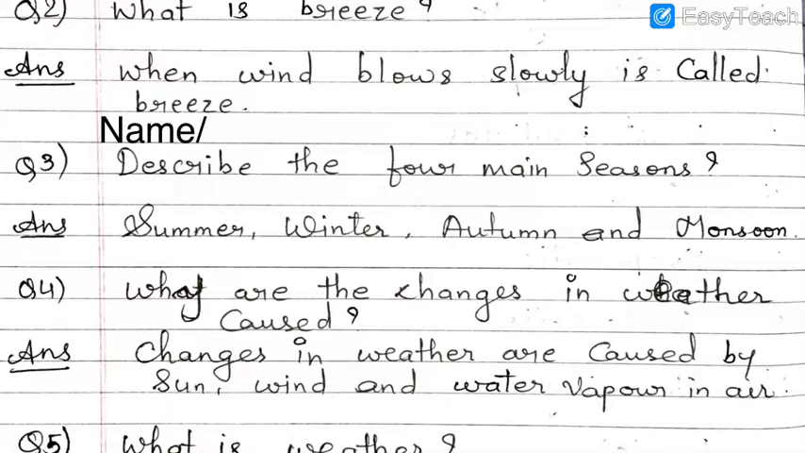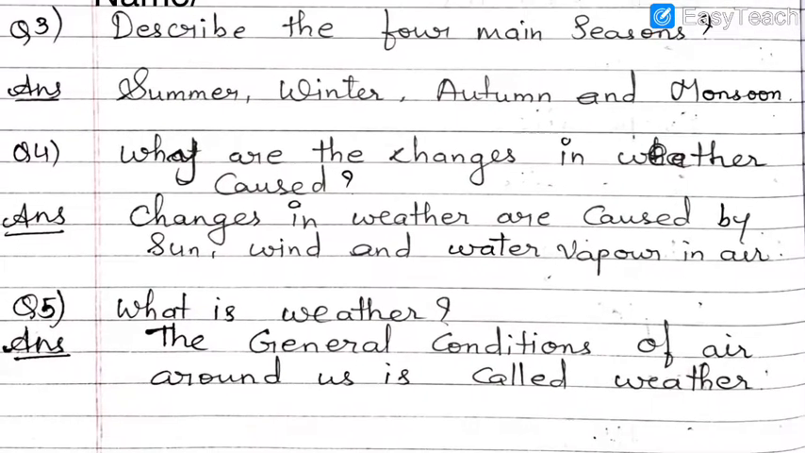Okay, now please repeat with me, students. Changes in weather are caused by sun, wind and water vapor in air. Okay, moving on to the last question and answer. Number 5, question 5. What is weather?